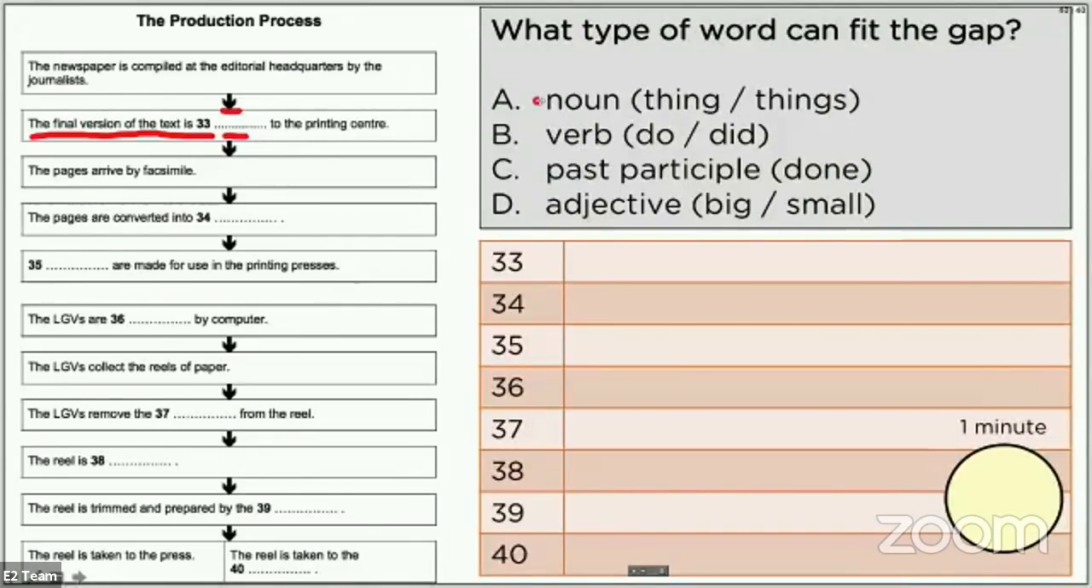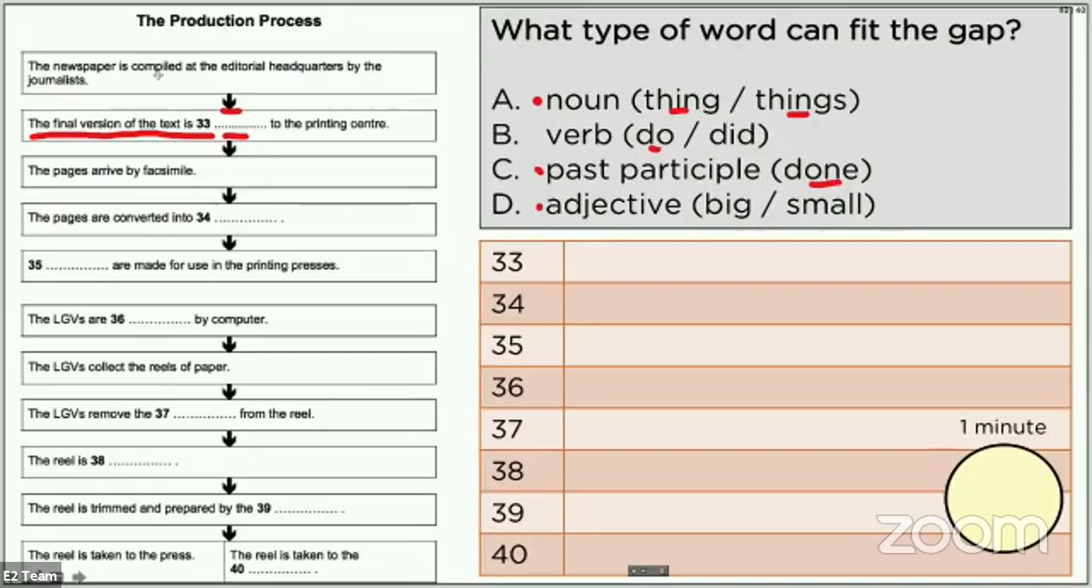Would it be a noun? And just to remind you, a noun is a thing or things. Would you put a verb in here, like a verb like do? These are the types of verbs like do, did, see, saw, eat, ate, for example. Or would this gap need a past participle, like done, eaten, spoken, broken, said, become, for example? Or could you fit this gap with an adjective?